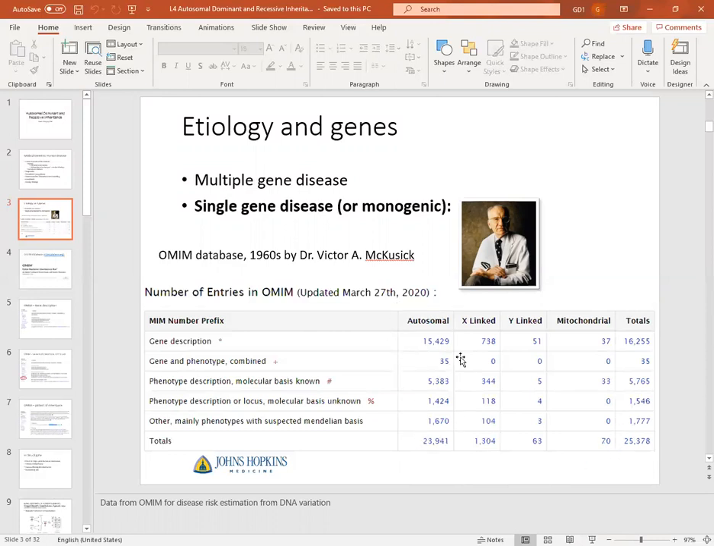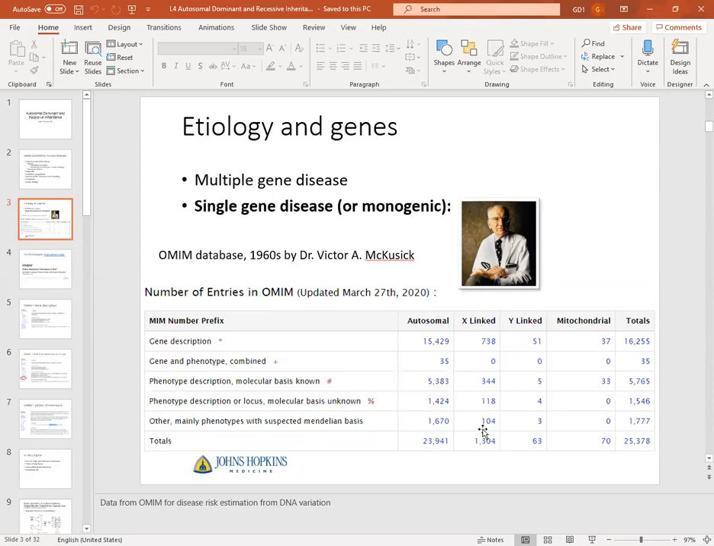And we have autosomal, X-linked, and Y-linked chromosome diseases. Also, a quite high number here is the genes related to the mitochondria; we also have some diseases related to this. So here are a lot of genes, but we only know information about some of them. Most described are the gene and phenotype combined already. So we have 35 very clear entries here, and with the molecular basis known for just 5,000 genes. And for some genes we don't know the information, as we have summarized here.